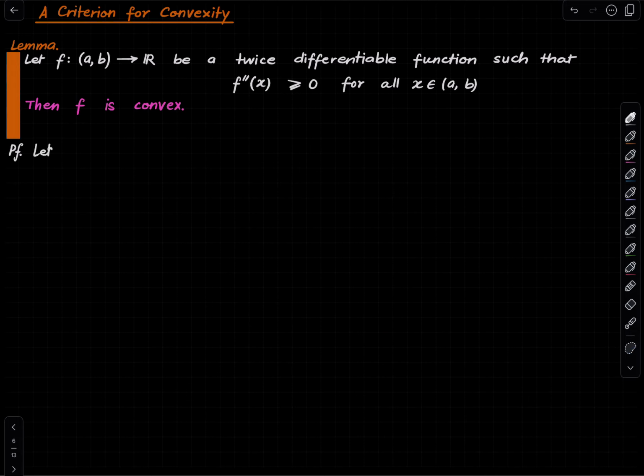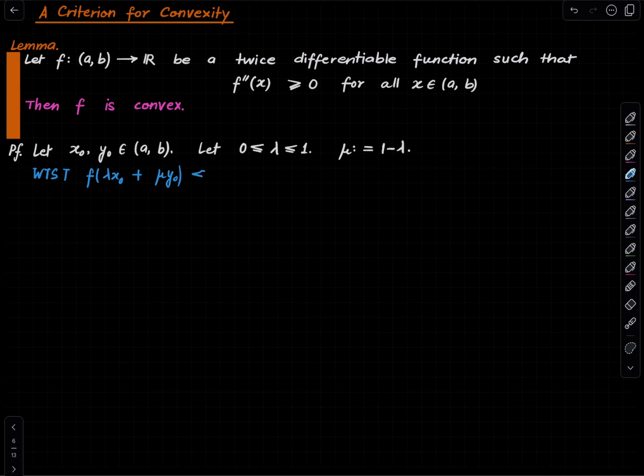Okay. So choose 2 points, x0 and y0, in the domain of f, right? And also let lambda be in this range. Want to show that f of lambda x0 plus, I'll write mu y0, where mu is 1 minus lambda.